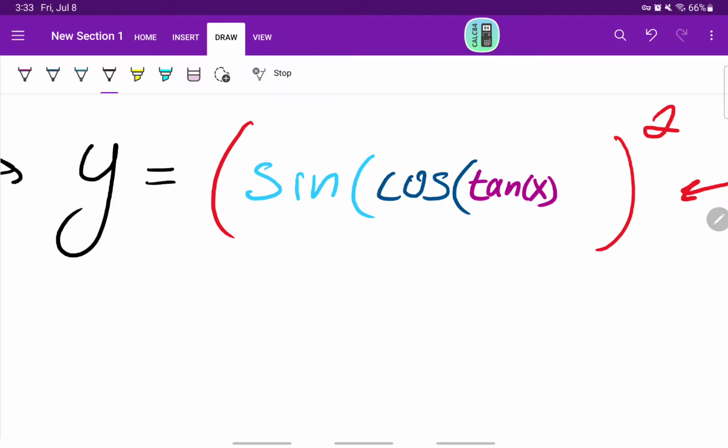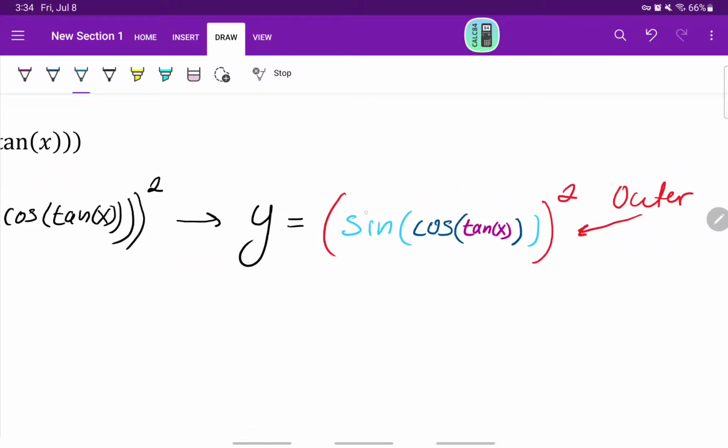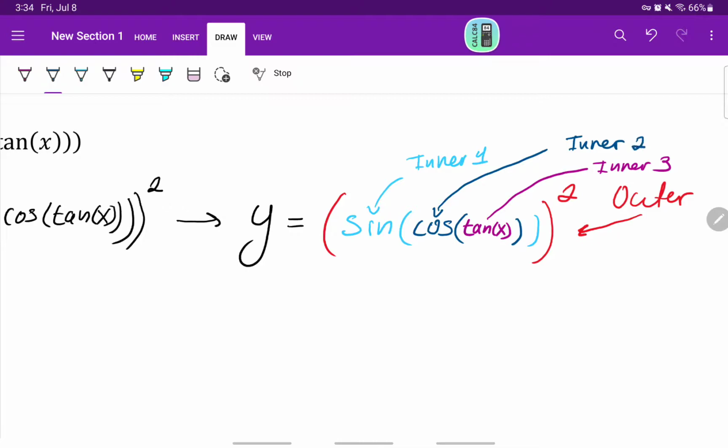Let's close all of those up. All right. So let's label them. This right here is inner function 1. Our cosine is inner function 2. And our tangent is inner function 3. I gotta put my 2 over here. And now let's take our derivative.